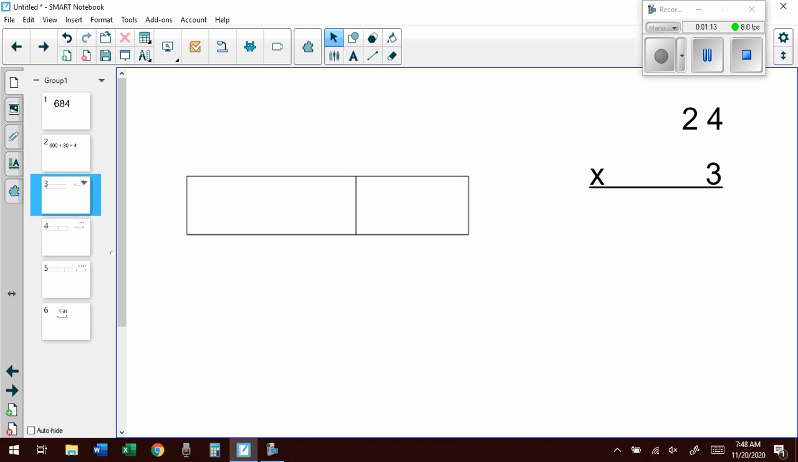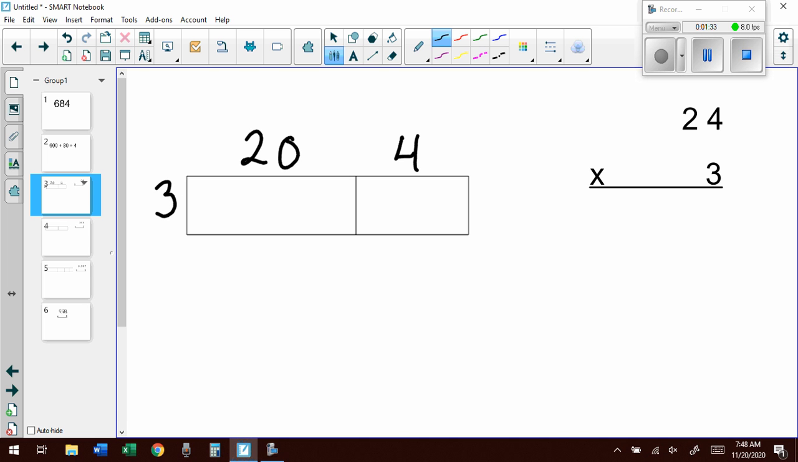Let's get started. We're going to start slow. 24. If we "yacha" 24 in half, we get 20 and 4. And we are multiplying it by 3. So 24, 3 times. Multiplying it by 3. So let's use some colors to help us out. 24. We "yachat" it into 24. And we're multiplying by 3.